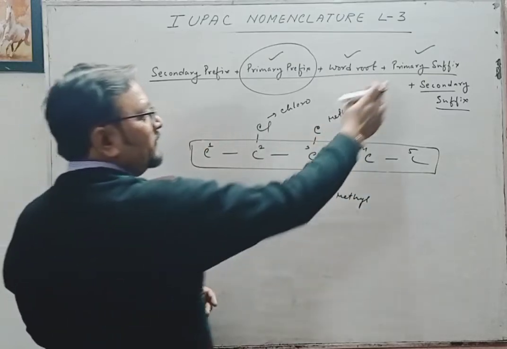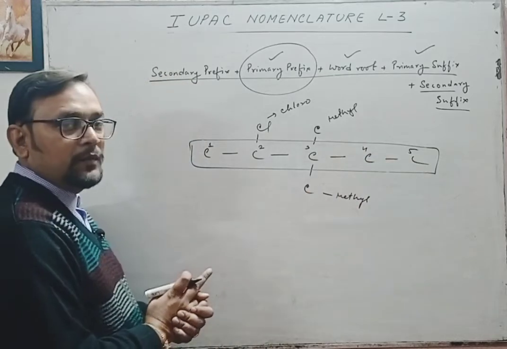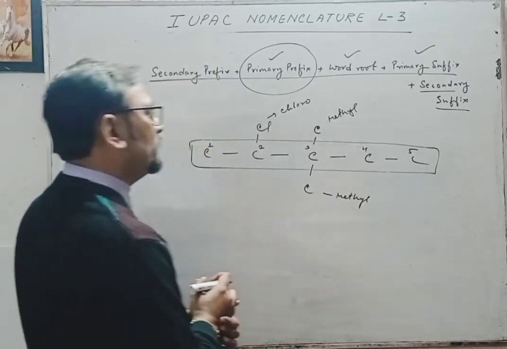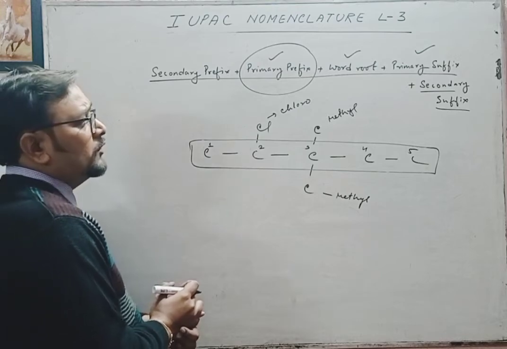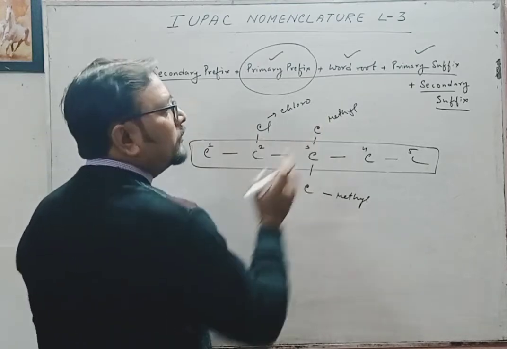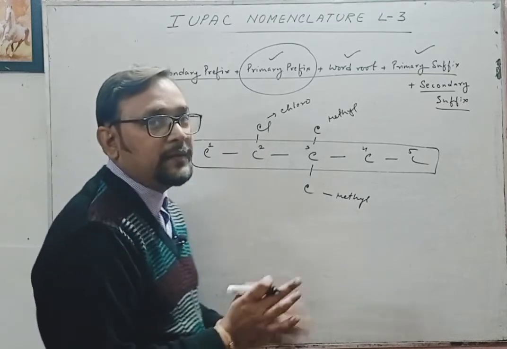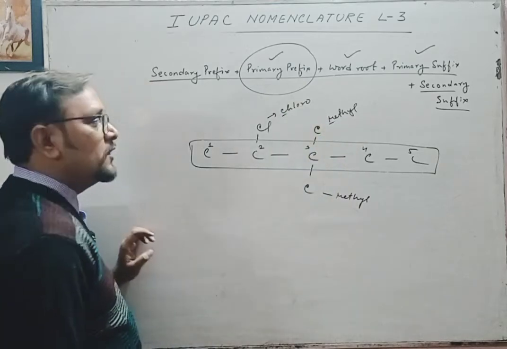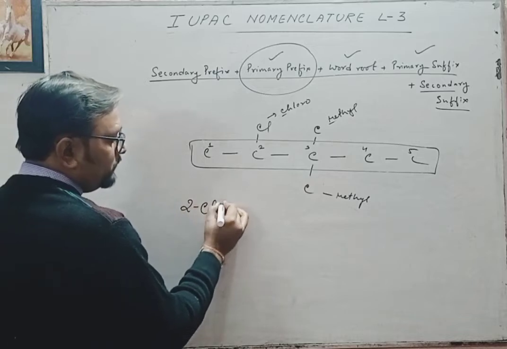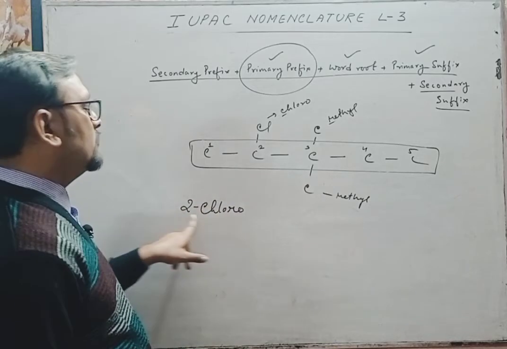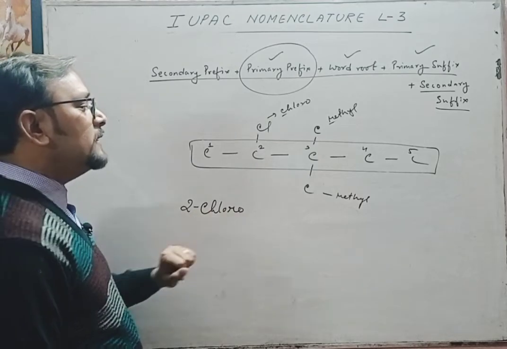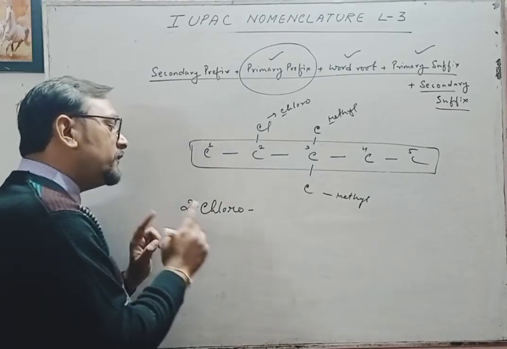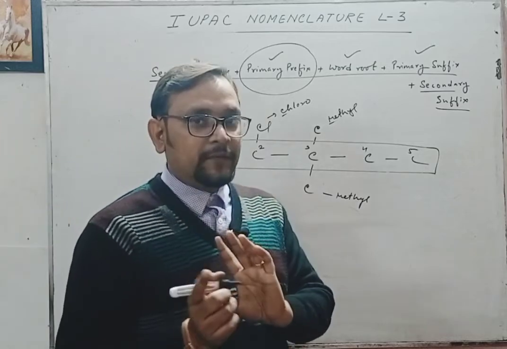Primary suffix we know is ane, because no double bond or triple bond is given, and there is no question of a secondary suffix because no functional group is given here. So what shall we do? We shall start from chloro or methyl. Obviously we will follow the alphabetical order. We will start from chloro because C comes first, then M. So let's start: 2-chloro. 2 is the locant, chloro. Then hyphen. Why? Because I'll write some number. So always give a hyphen between the number and the alphabet.